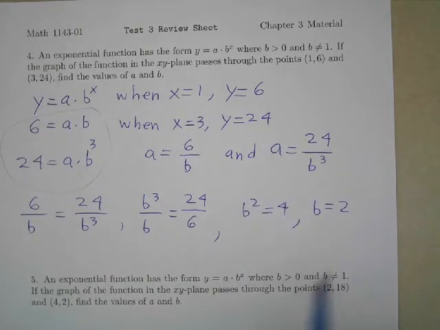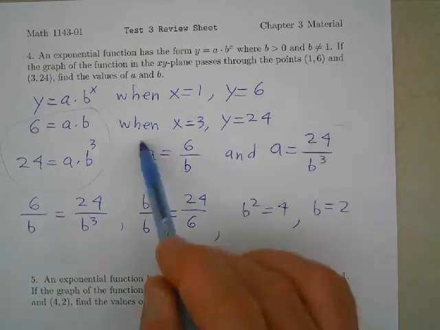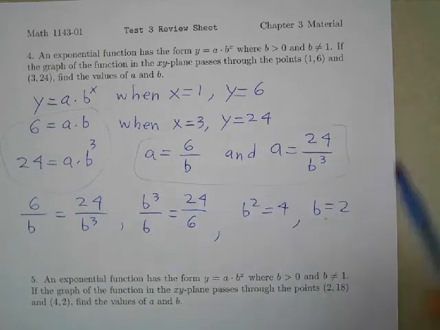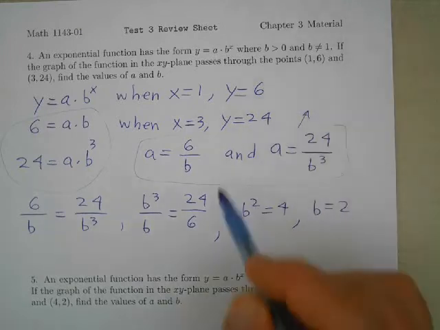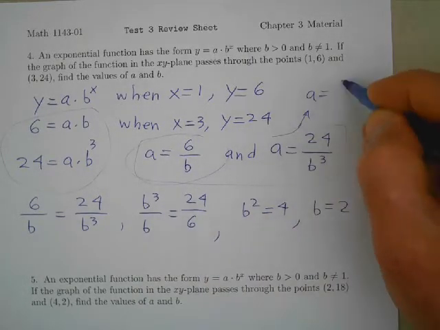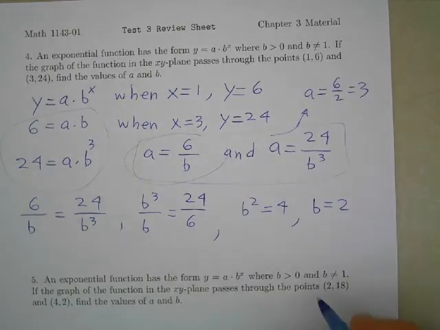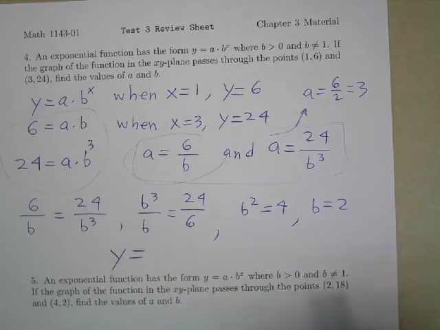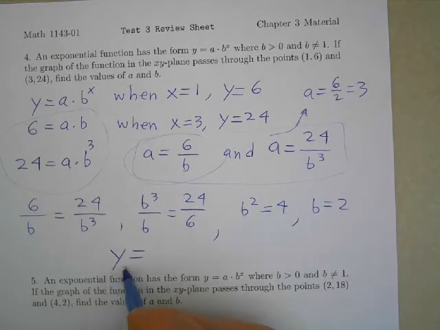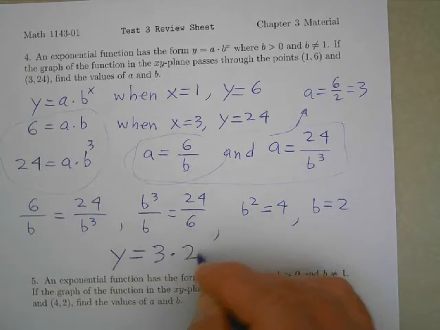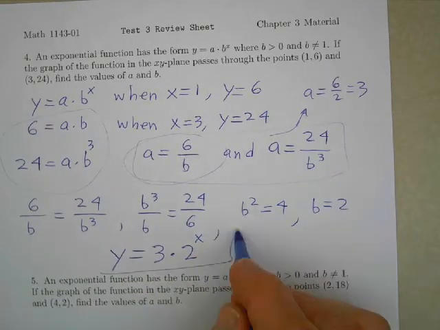And then we can use either of these two equations to determine what a is, now that we know what b is. So I'll just use the easiest one, a equals 6 divided by 2, which is 3. Okay, so our function, if we write it out, a times b to the x, is y equals 3 times 2 to the x. That's our function.